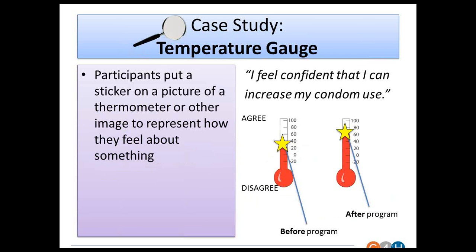Temperature gauge activities are great for attitudes or values questions. Here we're doing the same activity as a retrospective pretest activity and asking them to rate how they feel now and how they felt before about the same statement at the same time. For individual level testing, each participant can be given their own sheet with the thermometer pictures and be asked to mark where they were before and where they are now.